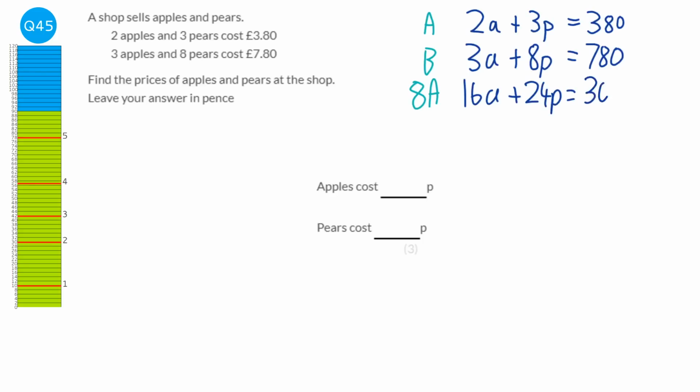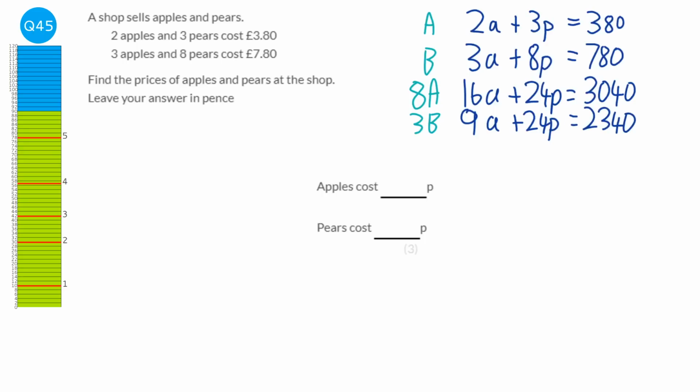And we're going to do the same with b, but this time we're going to times it by 3, so we're going to have 3b. And we're just going through everything here and we're timesing it by 3. So 9a plus 24p, which is good, that's what we wanted. And 780 times 3 is 2340. So now we've got both of these the same coefficient.